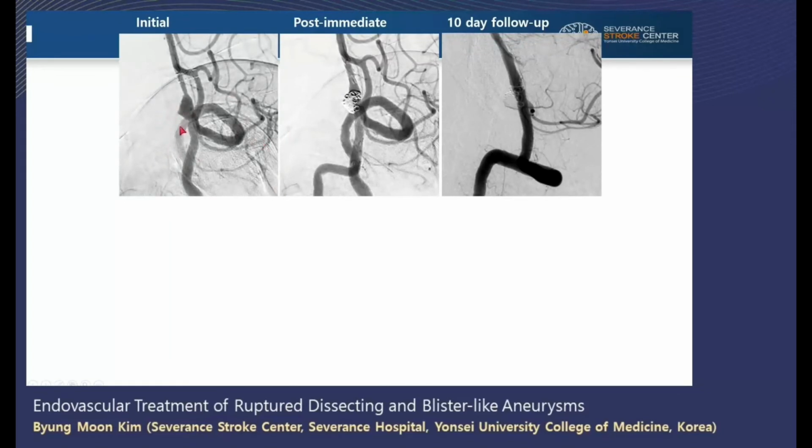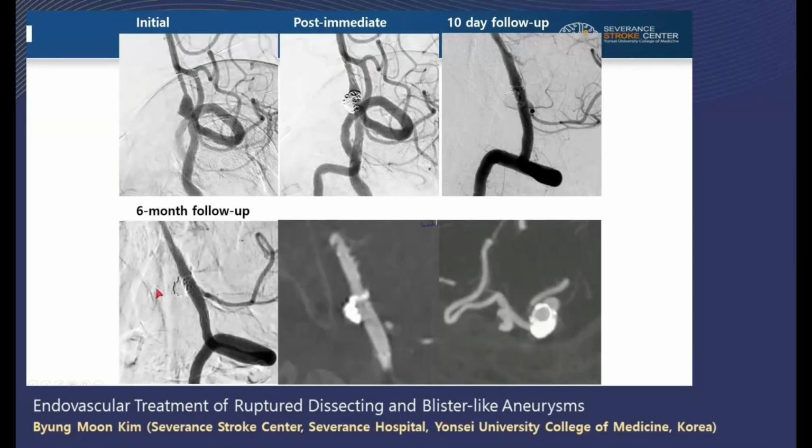This is the initial angiogram. This is the rupture point. This is the immediate post-treatment control angiogram. This is the 10-day follow-up angiogram. The 6 months follow-up angiogram shows a complete reconstruction of the dissecting aneurysm sac and dissecting segment with the PICA, saving the PICA.